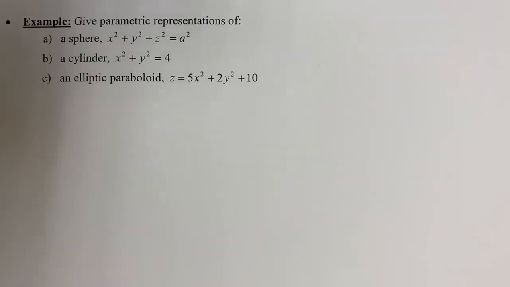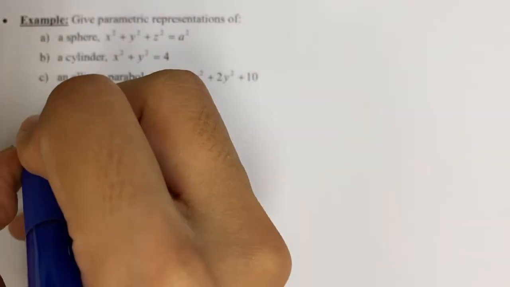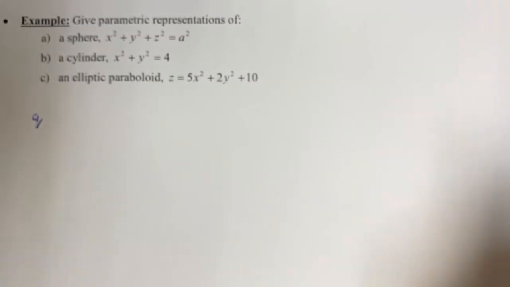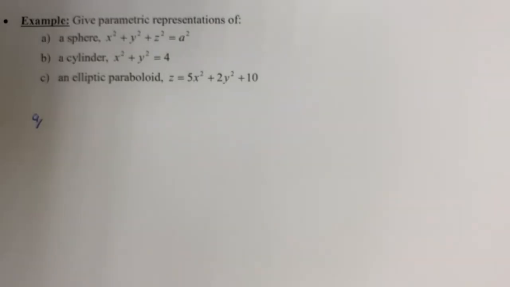For the example, give parametric representations of A, a sphere, B, a cylinder x squared plus y squared equal to 4, and C, an elliptic paraboloid z equal to 5x squared plus 2y squared plus 10. Look at A first.